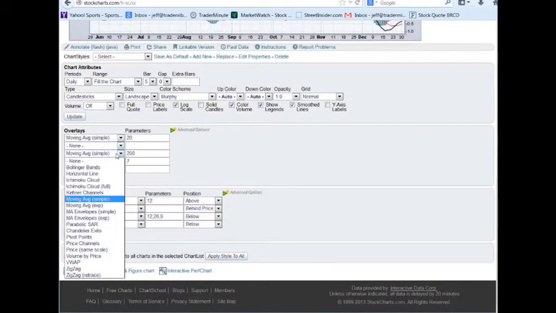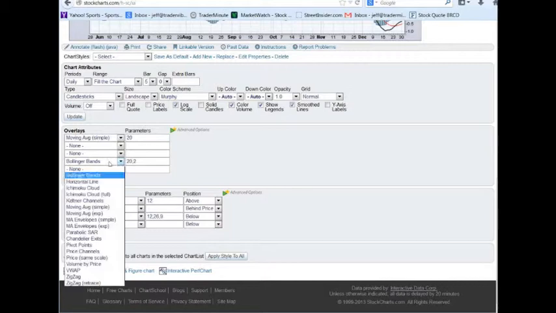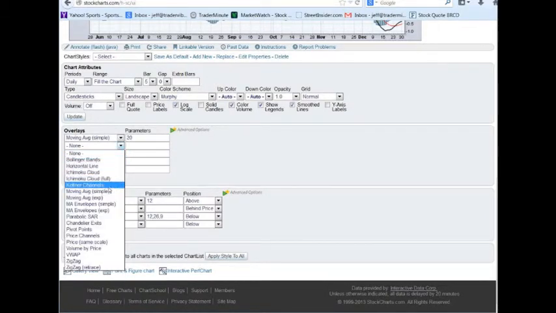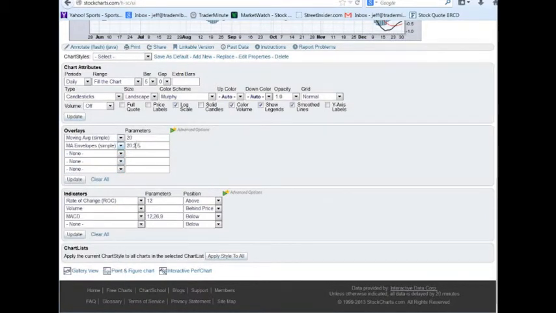So I'm going to come down here, get rid of all my other moving averages, and add a moving average envelope. What this is doing is basically saying how far from whatever moving average, in this case the 20-day moving average, do I want to draw a line above and below? It's a very similar concept to Bollinger Bands, for those of you who are familiar with them.